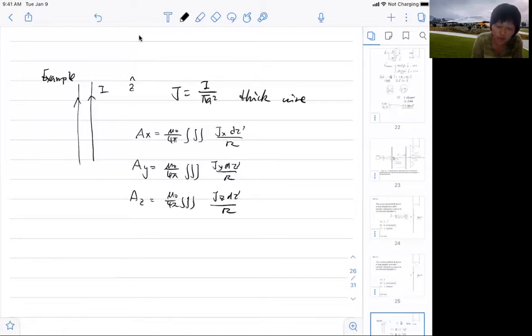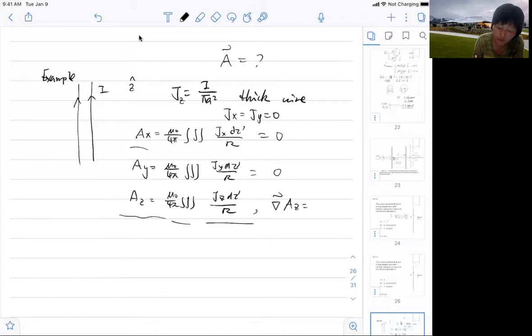I break it down into 3 different components. So J, you can see, is in the z direction only. Your current is flowing in z. You don't have any x and y component. So you know that if we calculate, Ax is 0, Ay is 0, Az is not 0. So now let's solve for Az.